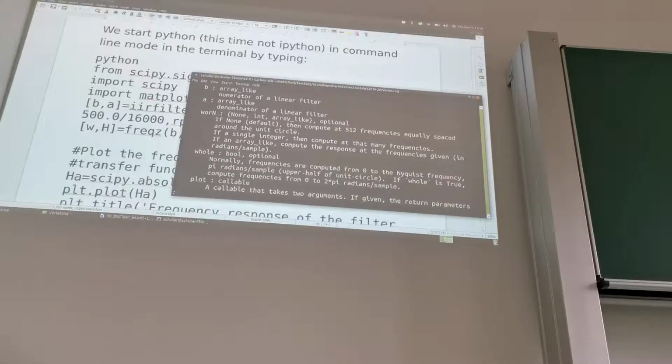Right, and you can see the meaning of those arguments. So default is 512 frequencies equally spaced around the unit circle. And whole, normally frequencies are computed from 0 to Nyquist or pi. If whole, then it computes from 0 to 2 pi. And this is relevant if you have complex coefficients, right? Complex filters.